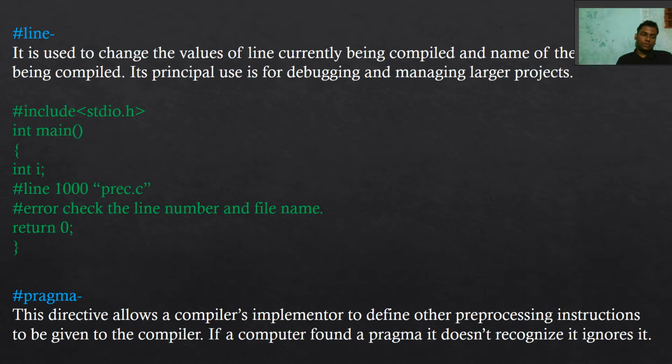The next one is pragma. This is used to give some instructions about other preprocessors. It varies from compiler to compiler. If a compiler finds a pragma it doesn't recognize, it ignores it. So you have to know which compiler accepts which pragmas to use this preprocessor.